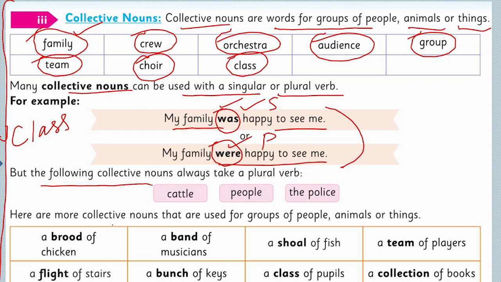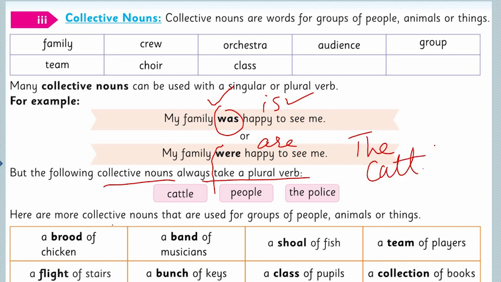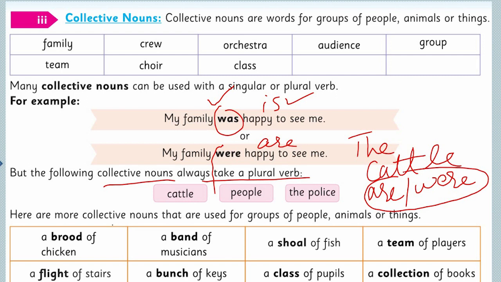But the following collective nouns always take a plural verb. We cannot use was or is with it. Was is for the past tense and is for the present situation. We will use were or are for it to show it as a plural. For example, the cattle are or were. For the plural we use are or were. Are for the present situation and were for the past.